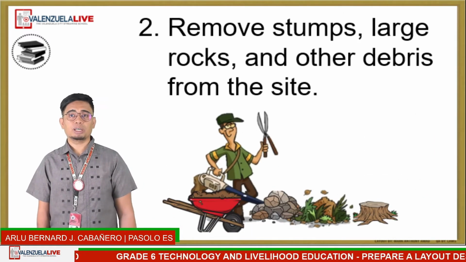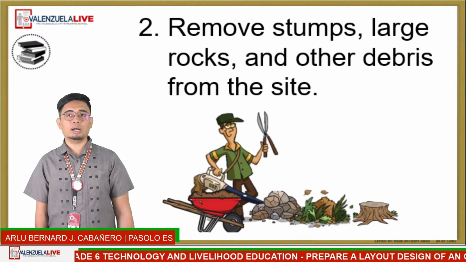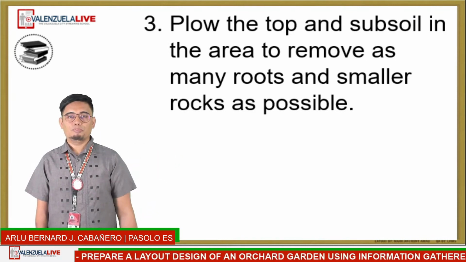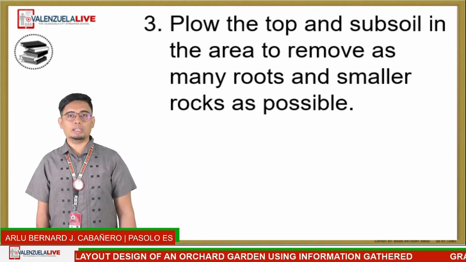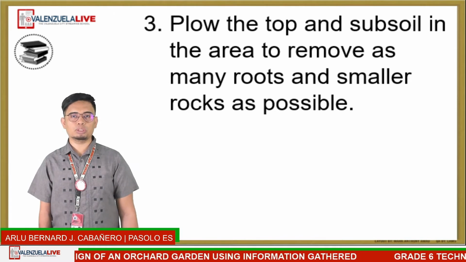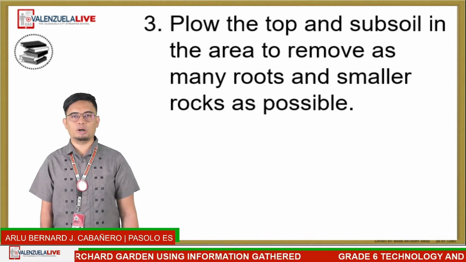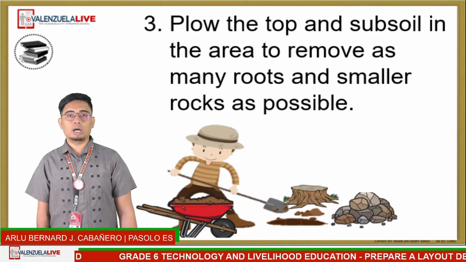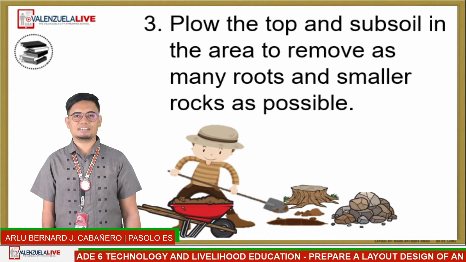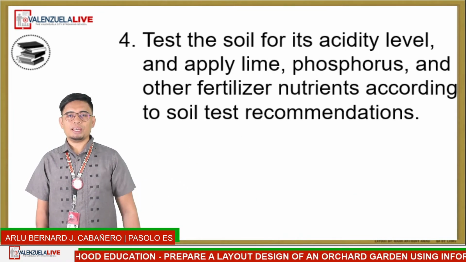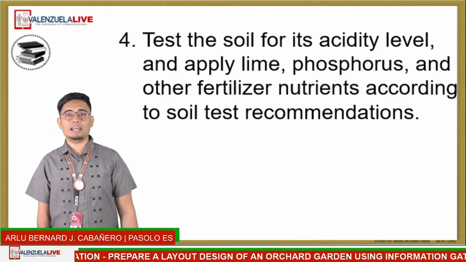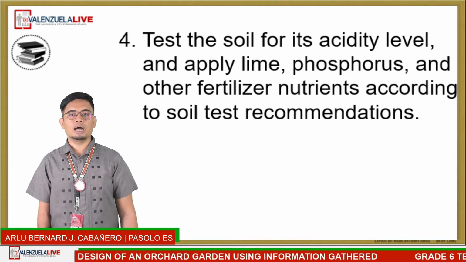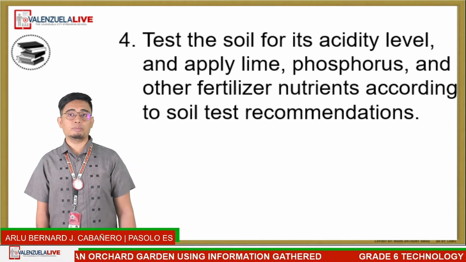Number 2, remove stumps, large rocks, and other debris from the site. Number 3, plow the top and subsoil in the area to remove as many roots and smaller rocks as possible. Roots left in the soil can contribute to root rot problems in the fruit trees. Number 4, test the soil for its acidity level and apply lime, phosphorus, and other fertilizer nutrients according to the soil test recommendations.